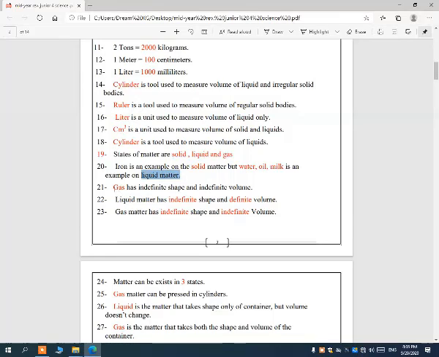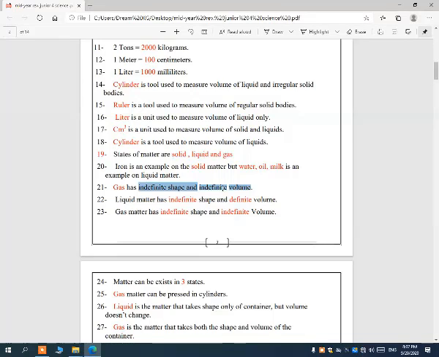Number 21. Dots has indefinite shape and definite volume. Let's remember this part together. I said before the matter has 3 states: solid, liquid, gas, right? Do you remember the table that I wrote on the board? We have solid, liquid, and gas. Solid has definite shape and definite volume. Liquid has indefinite shape but definite volume. Gas has indefinite shape, indefinite volume.